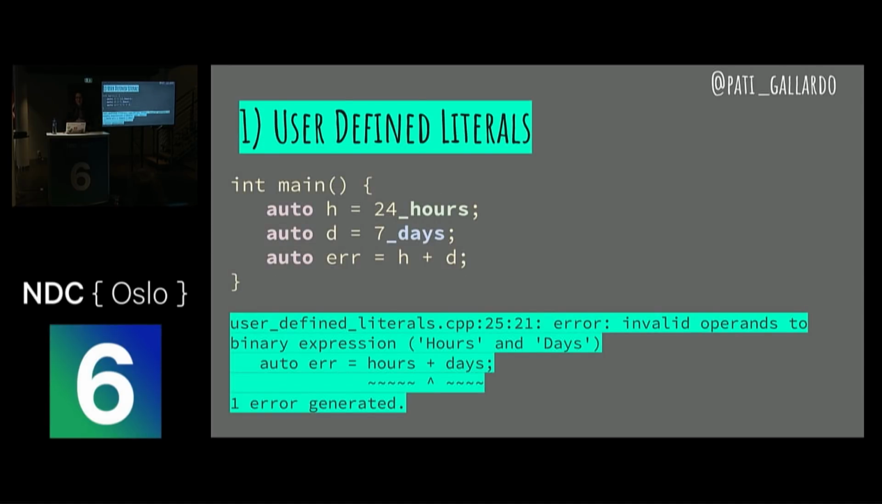Okay, so user-defined literals. And this is a kind of cool thing. Here you have an H, which is equal to 24_hours, and then you have a D, which is 7_days, and then you try to add H to D. And like I said before, normal integers don't have any semantics, but these things do. So when you try to add hours to days, you get a compile time error, because 24 hours cannot be added to 7 days. Maybe you wanted that, and you can make that. But I can also show you how this works.